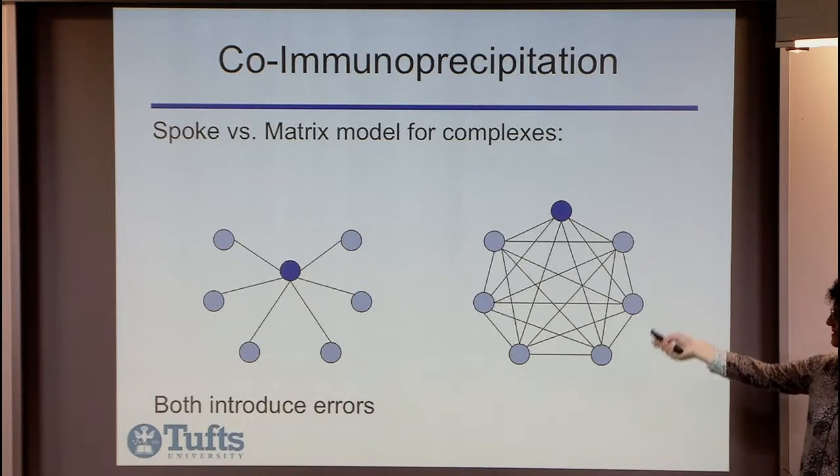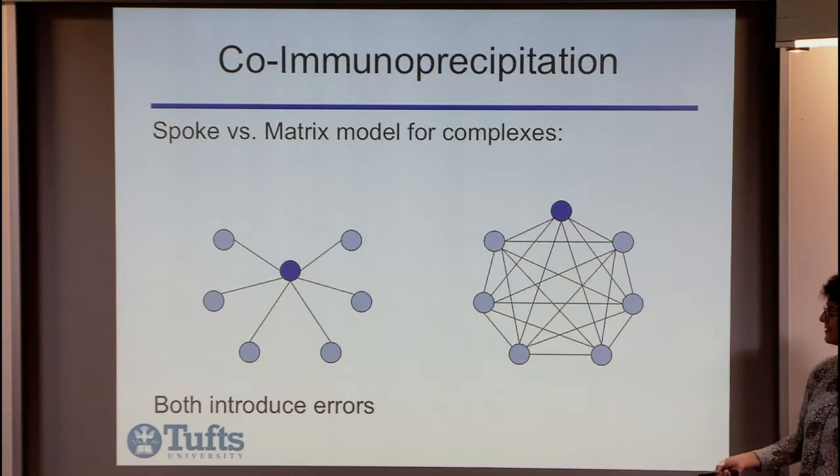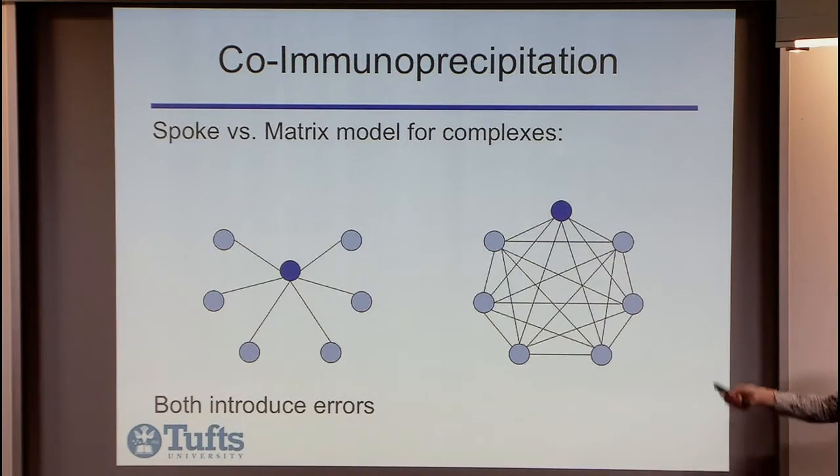So here are my baits in blue and my prey in lighter blue. How do we want to represent it? I have a whole bunch of players. So I can do a sort of spoke model where I have pairwise connections to each individual player, but they don't talk to each other. Or I could do something that gives you a complete graph. And I don't know that either of those is right, and probably the right answer is somewhere in between. Right, so we're working with extremely noisy data under the best of circumstances.